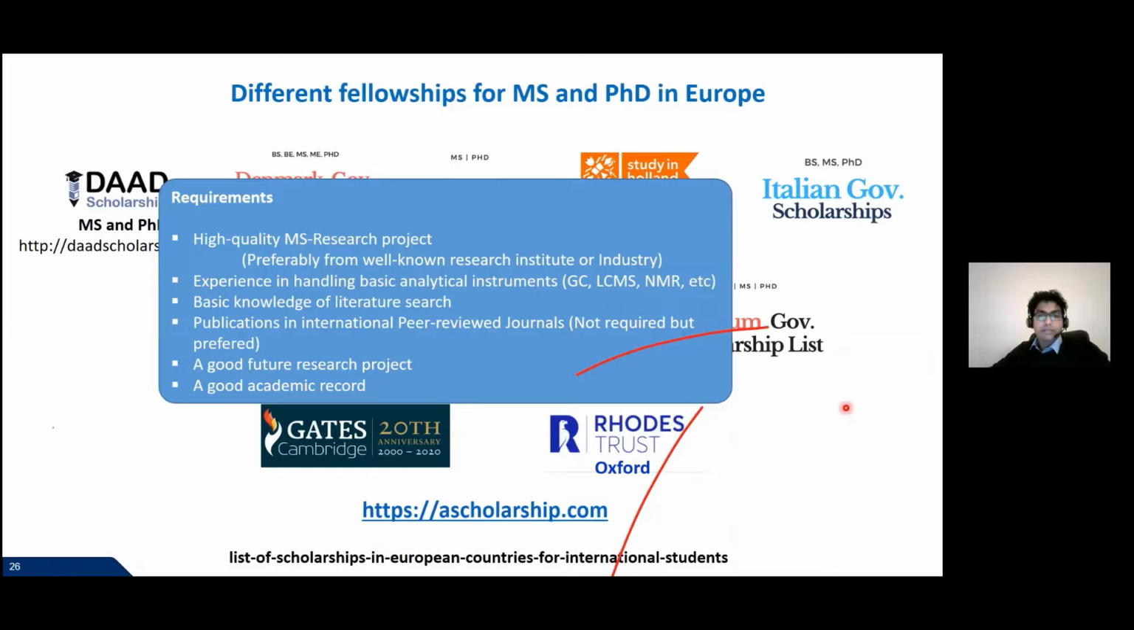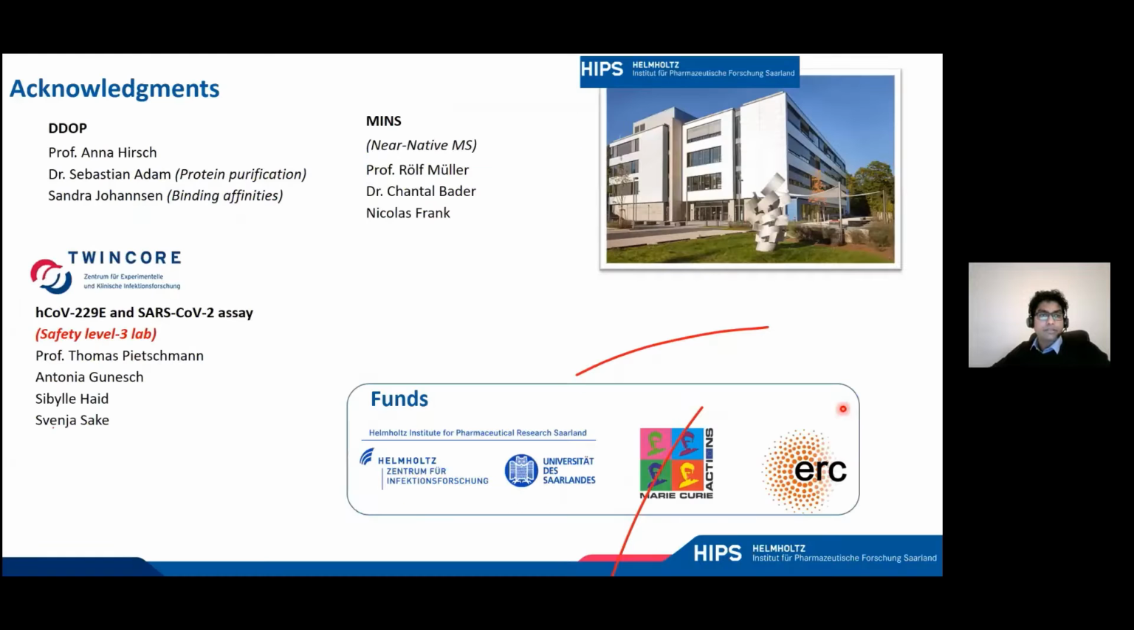Okay, this brings me to the final slide, which is the acknowledgement. And I would like to acknowledge the people from my department, like Professor Anna Hirsch, who is the head of the department. Then Dr. Sebastian, who is doing the protein purification, whatever proteins I showed you. Then Sandra, a PhD student who is working on finding if these compounds are binding to the protein. Then at TwinCore, as I told you, they have a safety level 3 lab where these coronavirus assays or experiments are running. And this is with the Thomas Pichman lab.